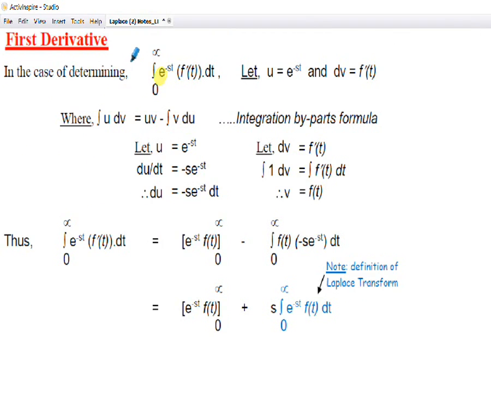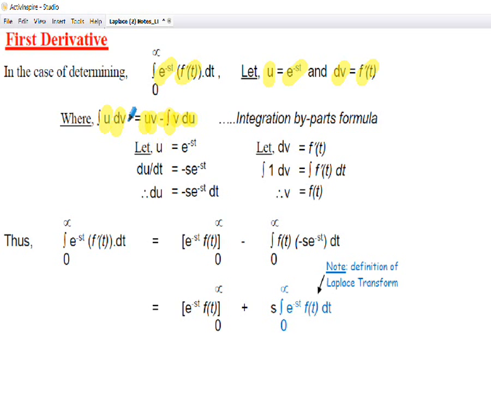Okay, so we have our integral of e to the minus st times the first derivative of t. In this case I will let u equal e to the minus st and dv equals the first derivative of t. So when I'm looking at my integration by parts formula, my integration of u dv on the left hand side is equal to u times v minus the integral of v du. So of that expression, I know what the u value is, I know what the dv value is because I've defined them above, but I don't know what the v value is, and I don't know what the du value is, so I have to find them here.